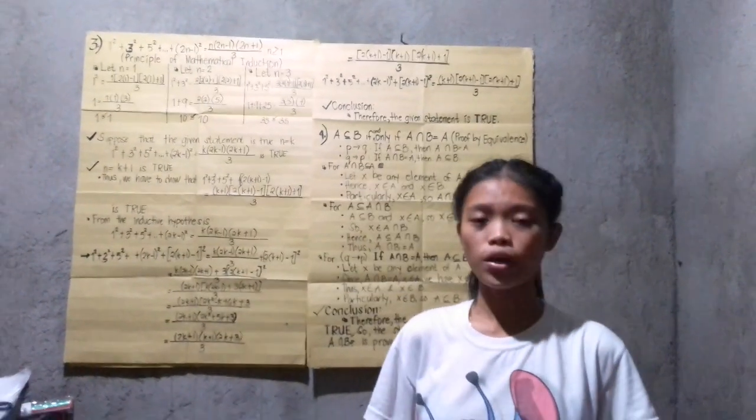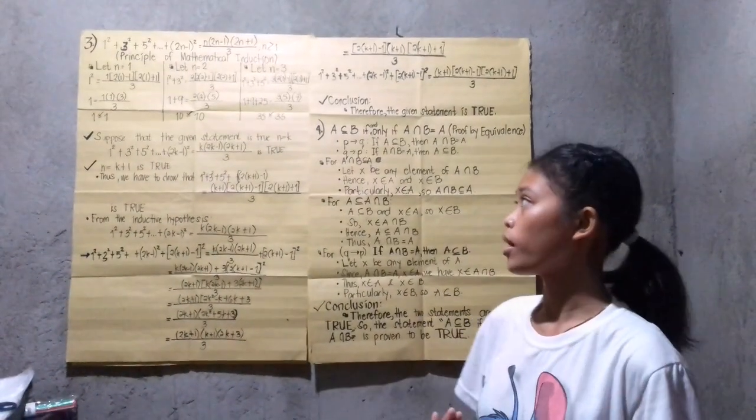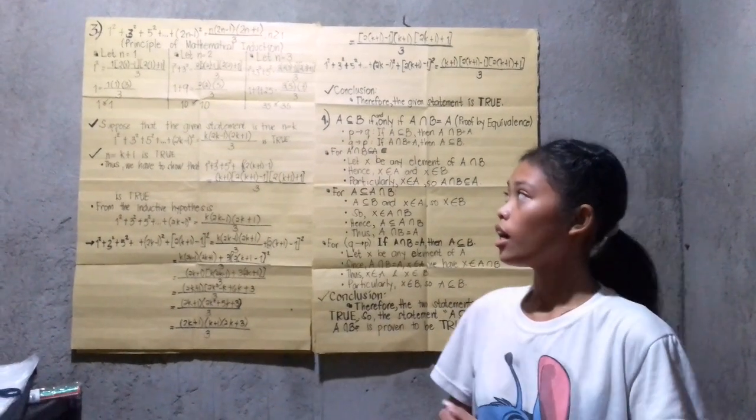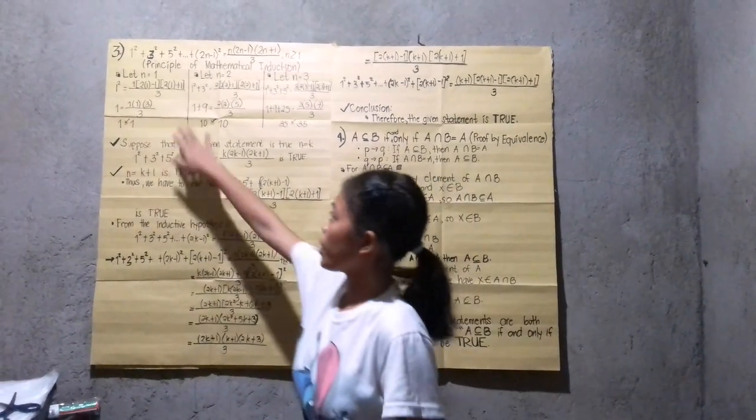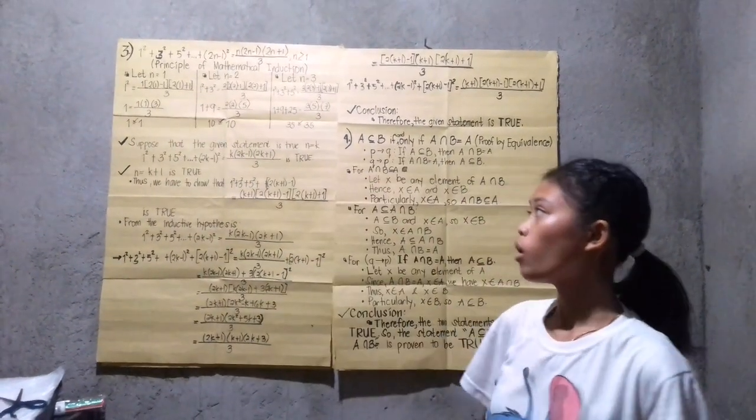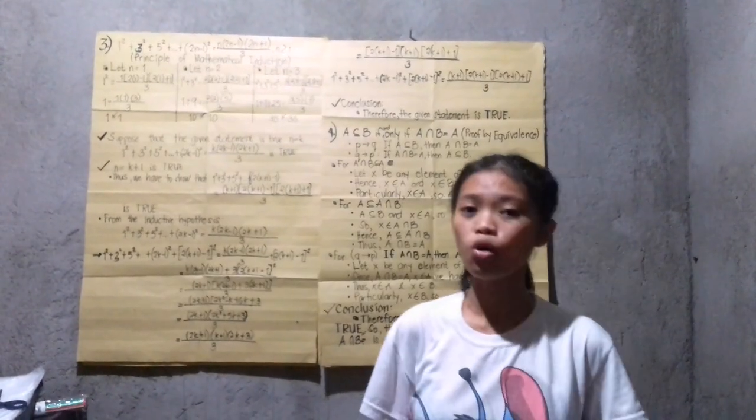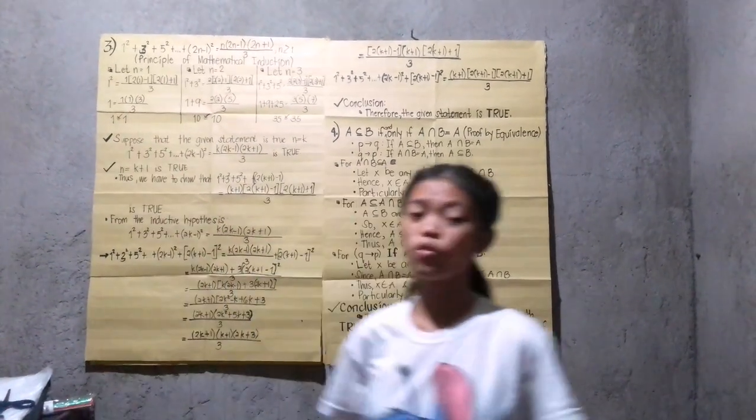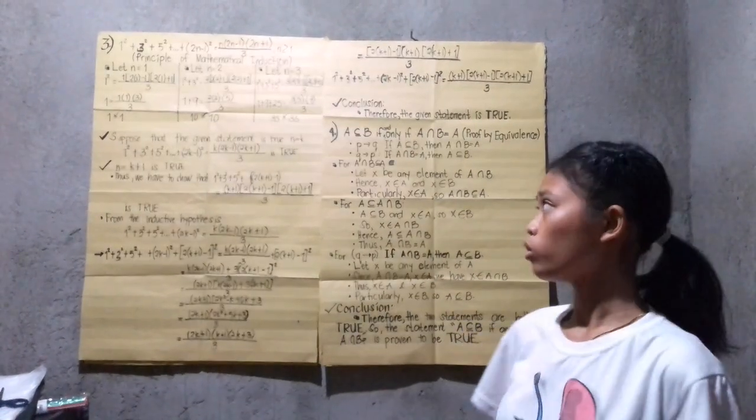So 1 squared is equal to 1 times (2 times 1 minus 1) times (2 times 1 plus 1) all over 3. Then simplify this formula: 1 times 1 times 3 all over 3. So this only means that 1 is equal to 1. So this is correct. Next, let n equal 2.